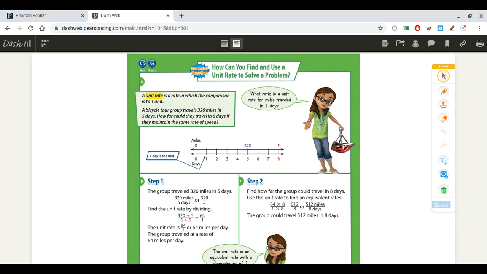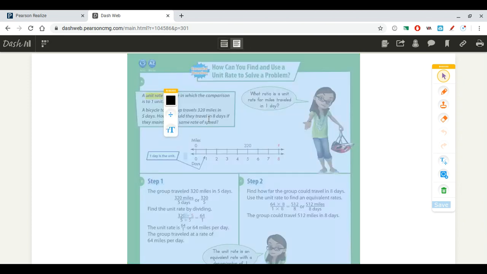So we're looking for right here. It says what ratio is a unit rate for the miles traveled in one day. I'm looking at how far they could travel in 8 days.